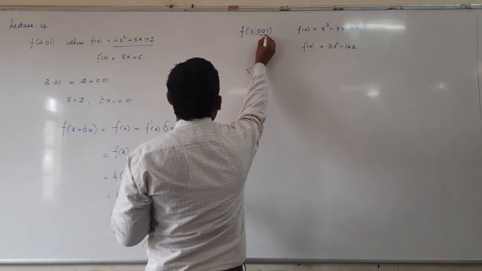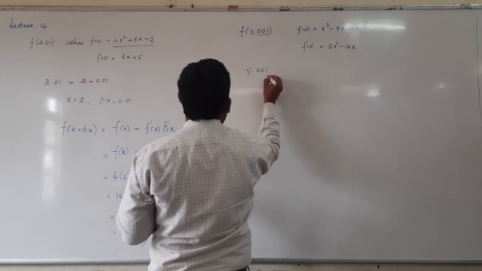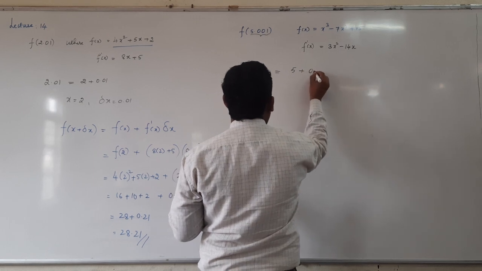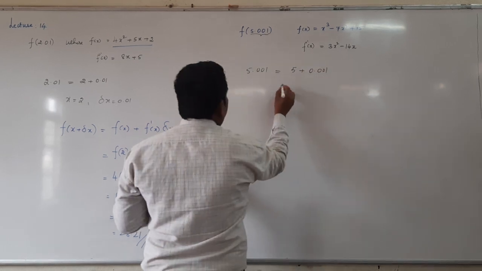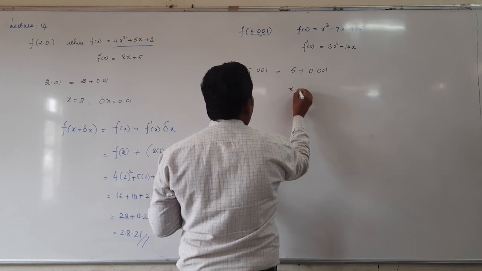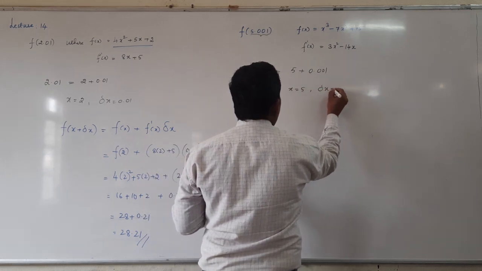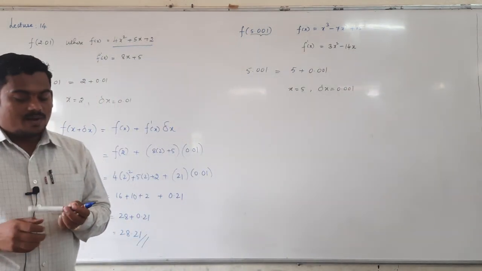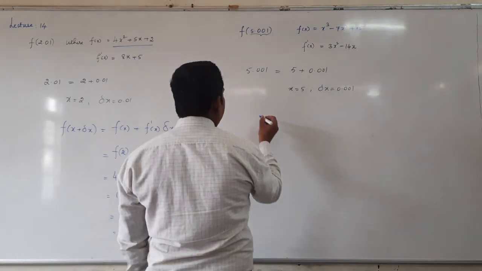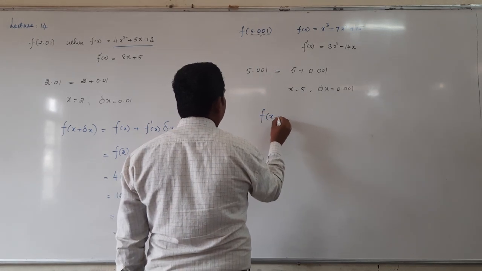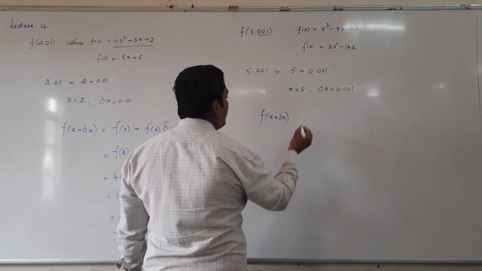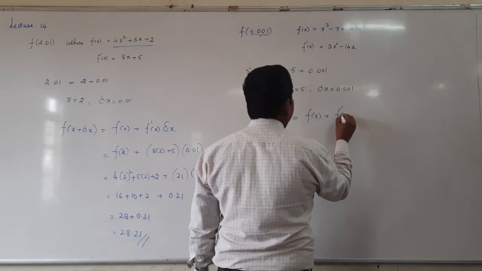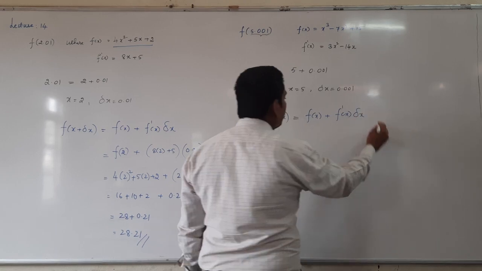Now take this value. 5.001 can be written as 5 plus the decimal part, and it is like x plus delta x, so x equal to 5 and delta x equal to the decimal part, that is 0.001. Now we have the formula: approximate value of f of x plus delta x equal to f of x plus f dash x into delta x, right?